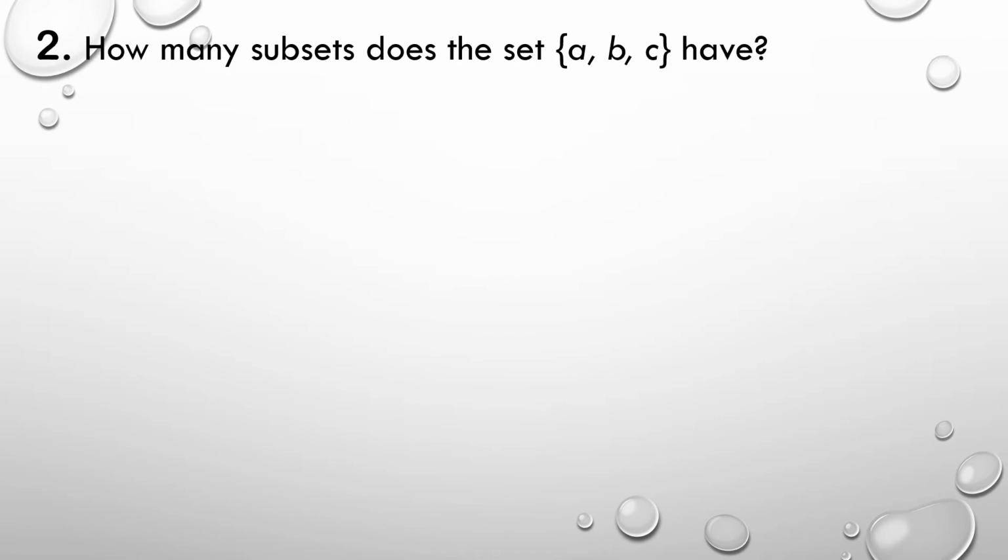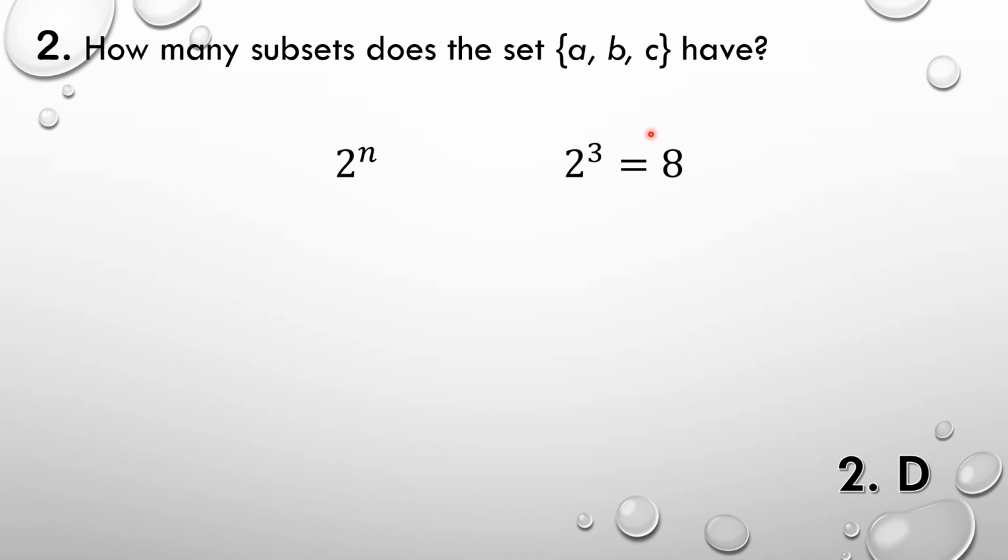Number 2, how many subsets does the set A, B, C have? For a given set, the number of subsets is given by 2 raised to n, where n is the cardinality of the given set. So in the given set, we have 3 elements, hence the number of subsets is given by 2 raised to 3. So there are 8 subsets in this given set.